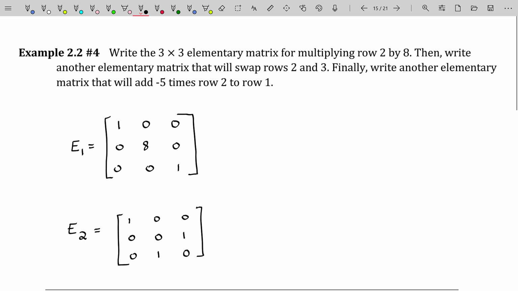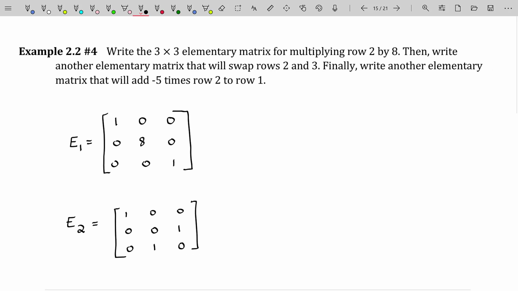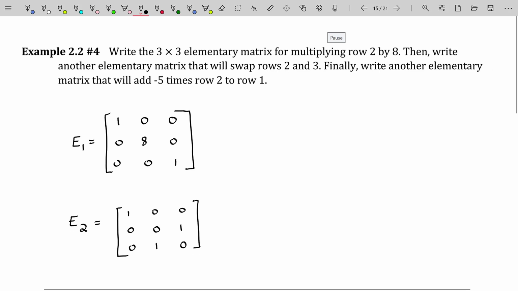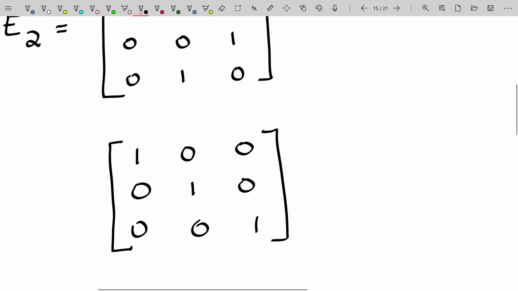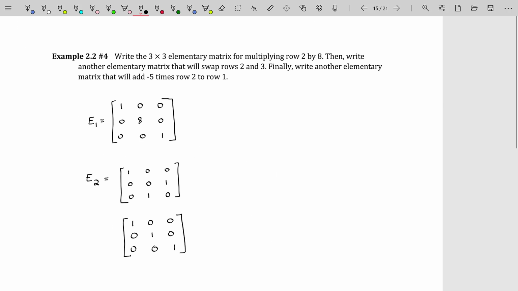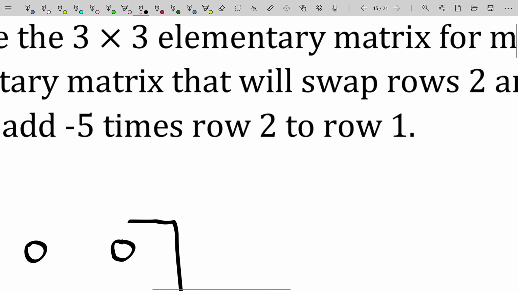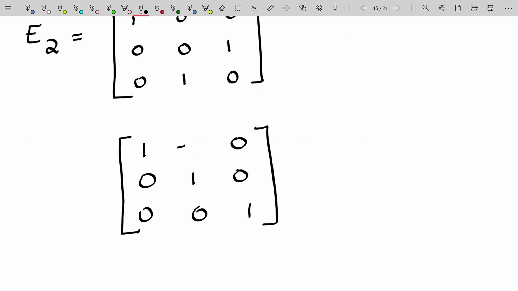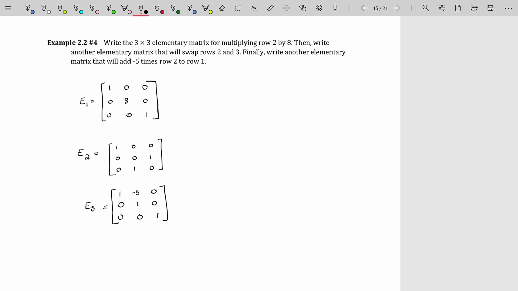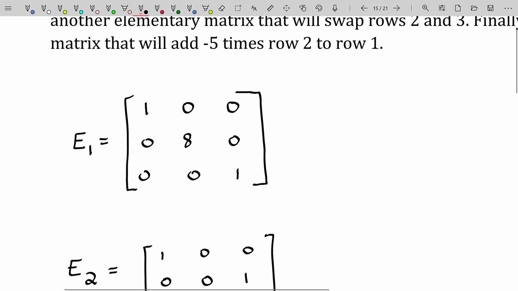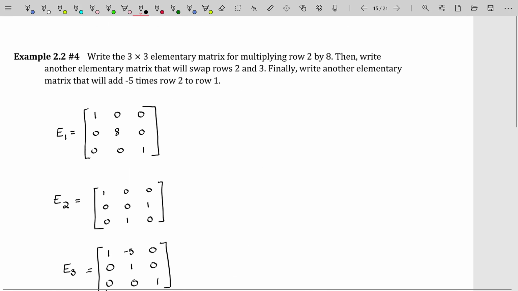Finally, let's write another elementary matrix that will add -5 times row 2 to row 1. So I start with the identity matrix. I'm going to multiply row 2 by -5, and then I will add that to row 1. And I'll call that E sub 3. What's fascinating about these elementary matrices is that they perform the same operations you performed on them on any matrix you multiply them against, as long as that matrix is the proper size.